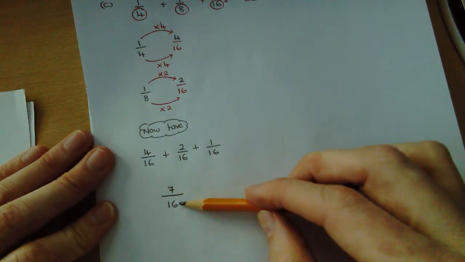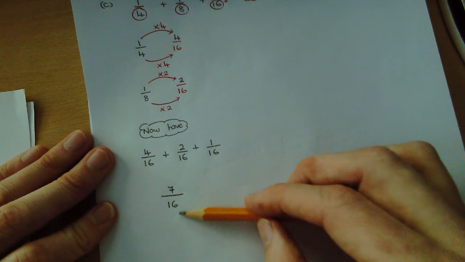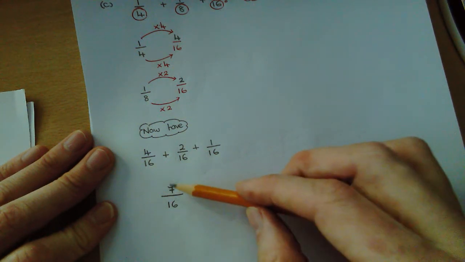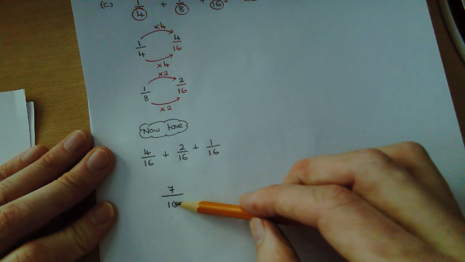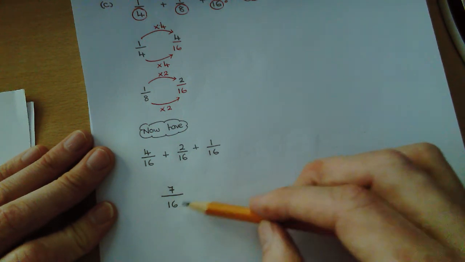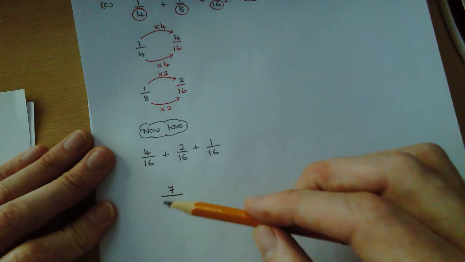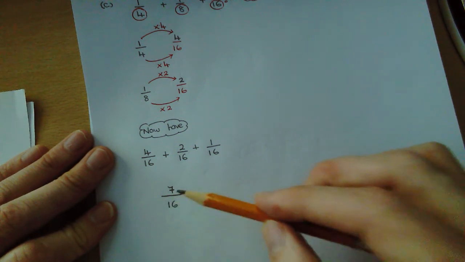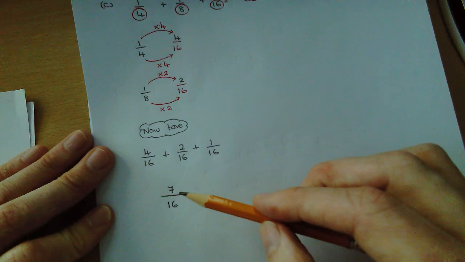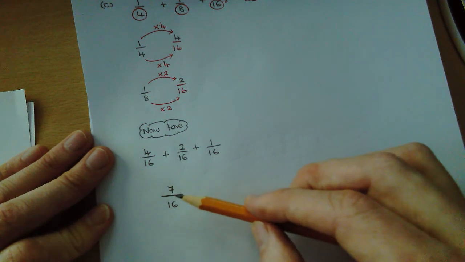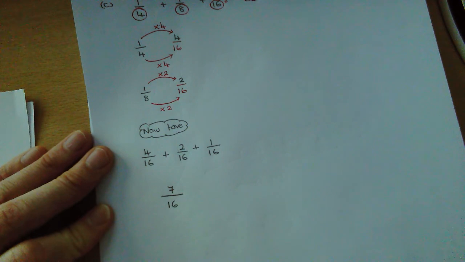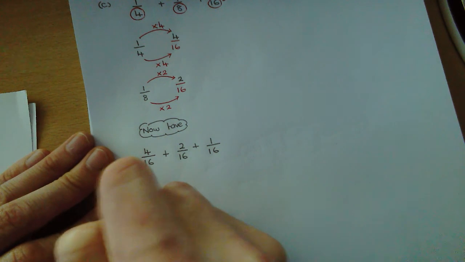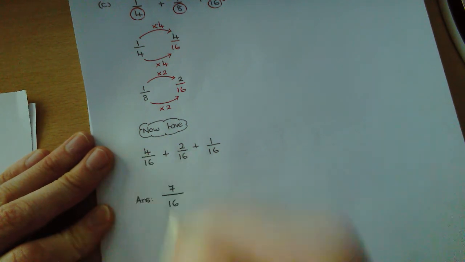Again, check that it's fully cancelled. It is, because the largest number that goes into 7 and 16 is just 1. And it's also a proper fraction. Remember, proper meaning the numerator is smaller than the denominator, so therefore you can't turn it into a mixed fraction. You can only turn an improper fraction into a mixed fraction, and for that to be the case, the numerator would have to be bigger than the denominator. So just remind yourself of that. So that is our final answer for example C.